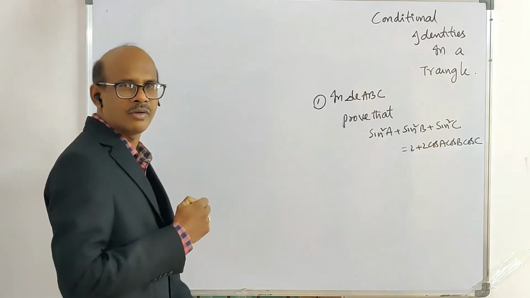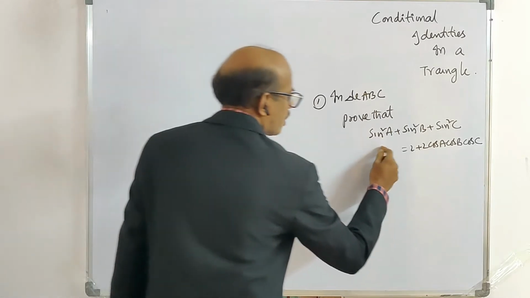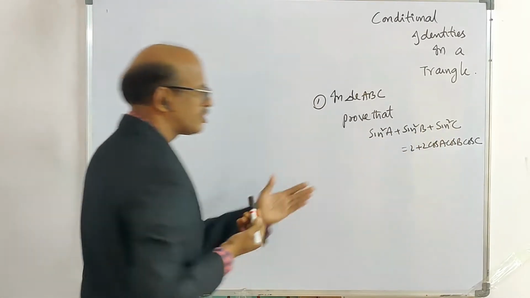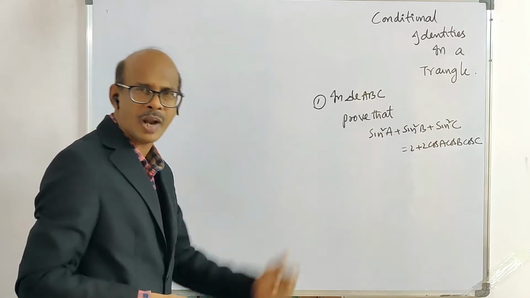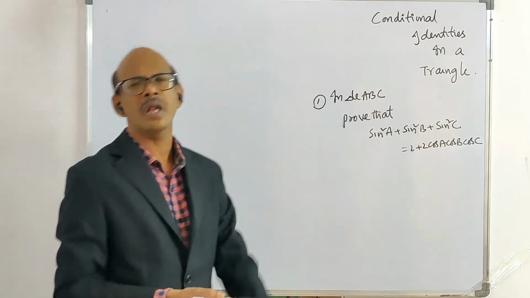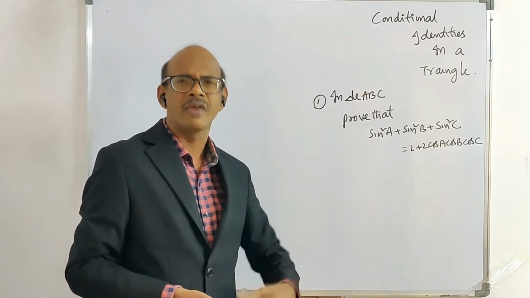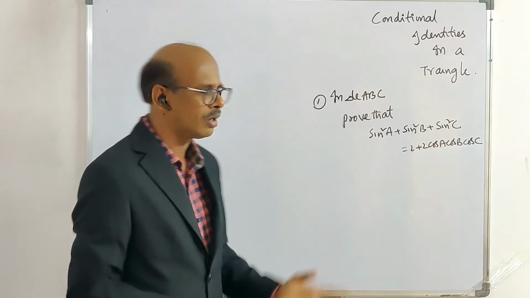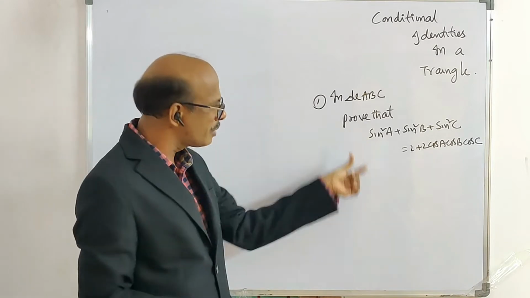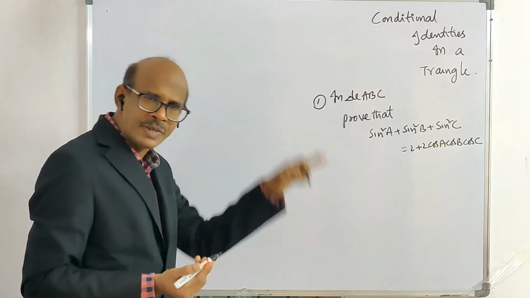Okay. First question for today's video. In triangle ABC, prove that sin square A plus sin square B plus sin square C equals 2 plus 2 cos A cos B cos C. This is an important concept in the trigonometry branch, up to the transformations unit, particularly conditional identities in a triangle, which is frequently used in the transformation chapter. Today's discussion means descriptive step-by-step procedures for subjective examination.